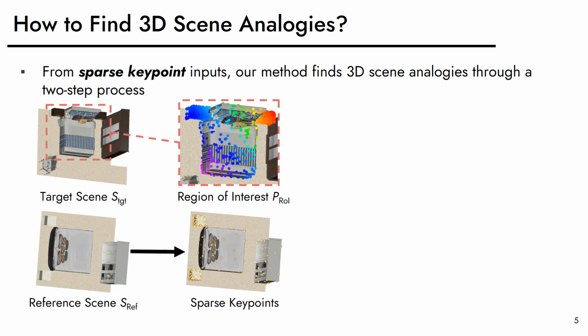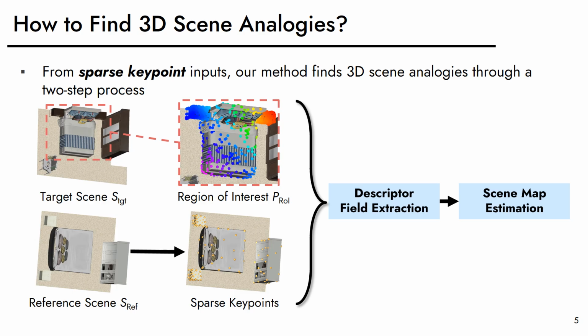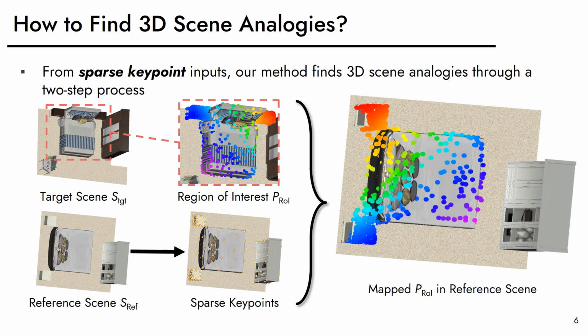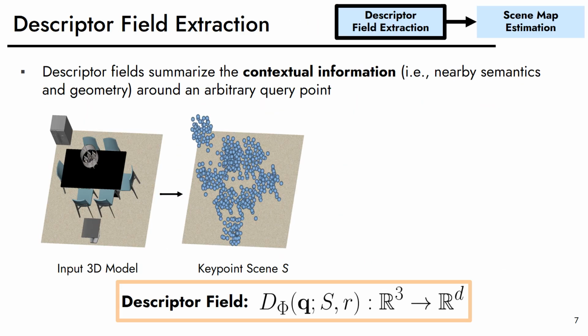Now I will briefly describe our solution to the 3D scene analogies problem. Our pipeline takes a target scene along with a region of interest that specifies the region to match, and a reference scene to match against. Given these pairs, our method first extracts a descriptor field densely defined over the 3D space and finds a mapping that best aligns the two descriptor fields. The output is a mapping that transfers points from the region of interest to a corresponding region in the reference scene. Now let's dive into the details.